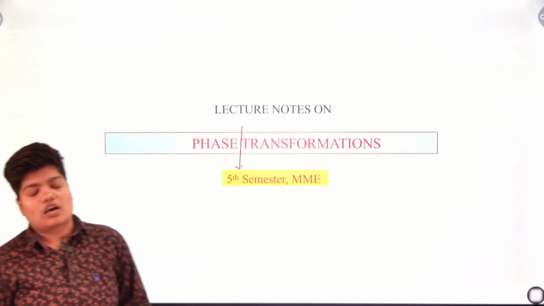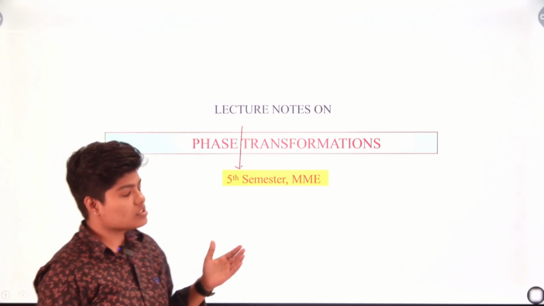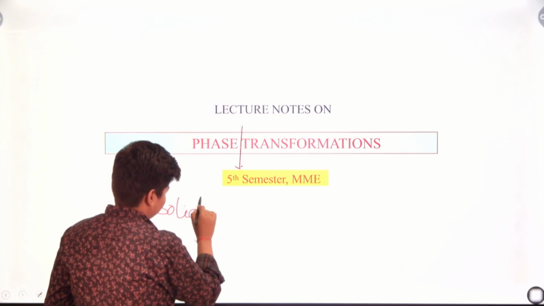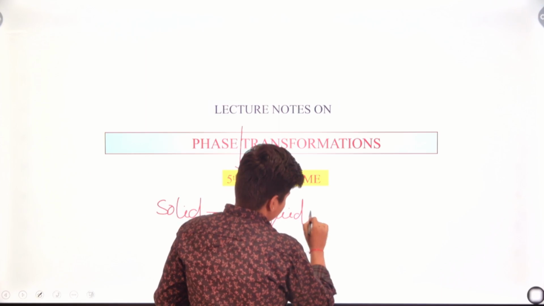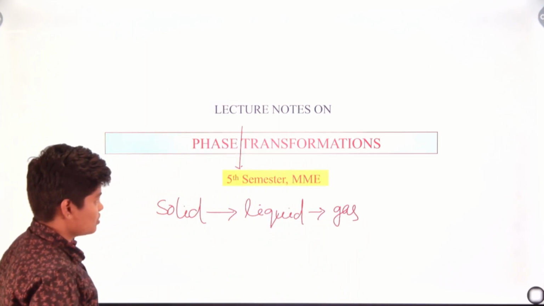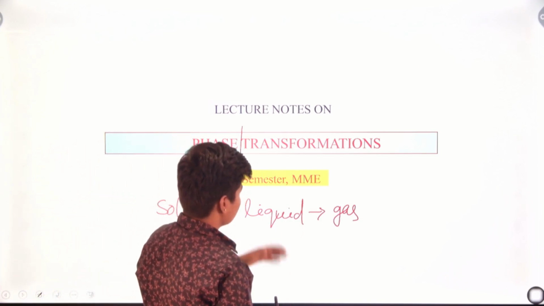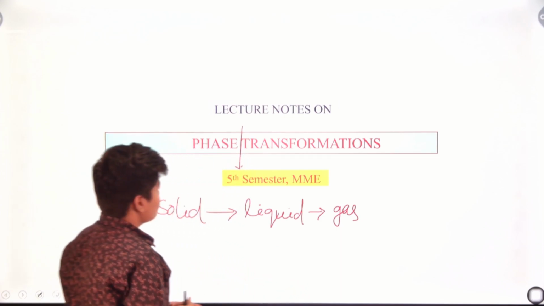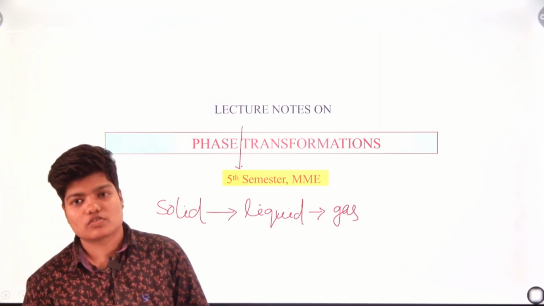Transformation means that upon heat treatment, or by doing something, we can change its phases, like from solid to liquid, or we can change liquid to gas. Between these three phases we can change any state of medium to any other state of medium, by applying some heat. So this is called phase transformation, and this is a very important topic in metallurgical engineering.